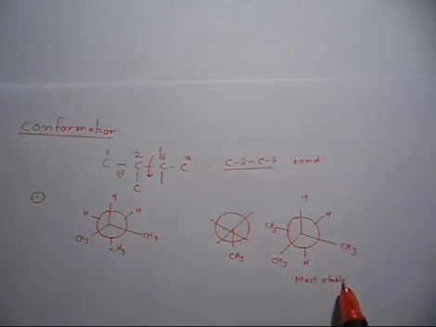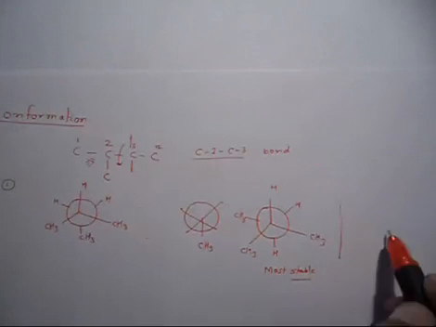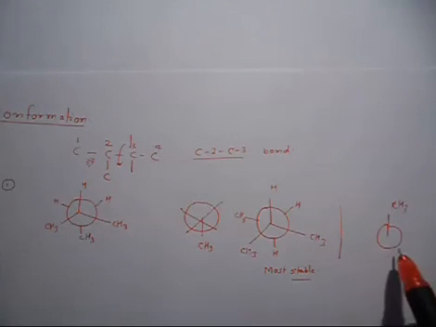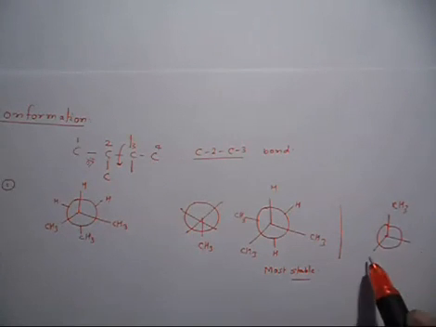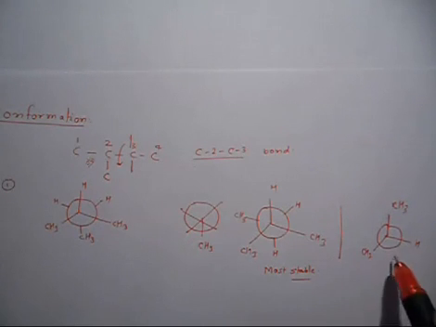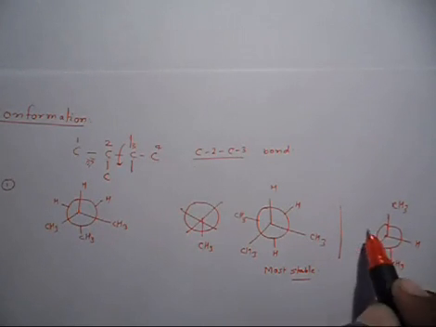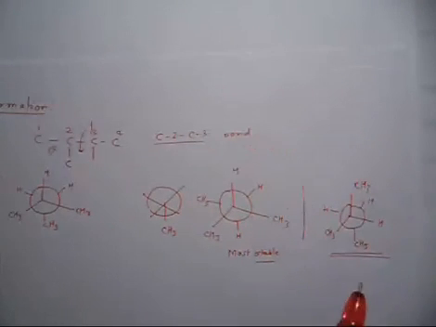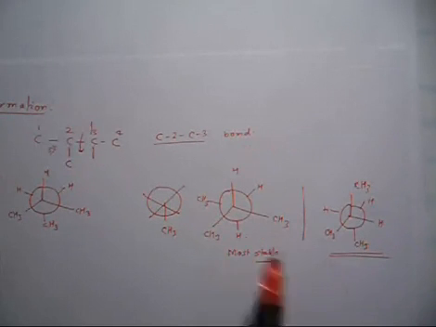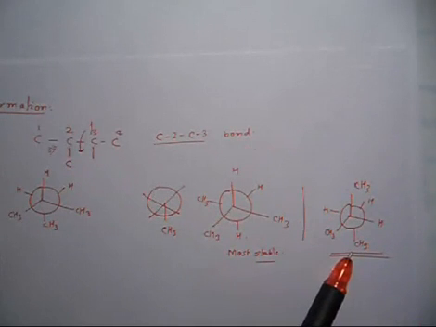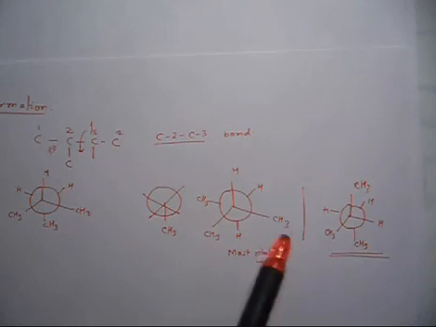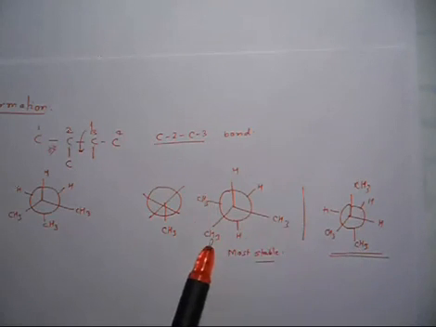You can try yourself. If you write CH3 somewhere here on the bottom carbon, with the front carbon having CH3 and H, you may be writing this formula. This and this are basically the same. You see, CH3 and CH3 are anti to each other. One CH3 is gauche to this CH3. Same thing here. Two CH3 groups are opposite, and one is gauche to this CH3. So this is the most stable conformer.